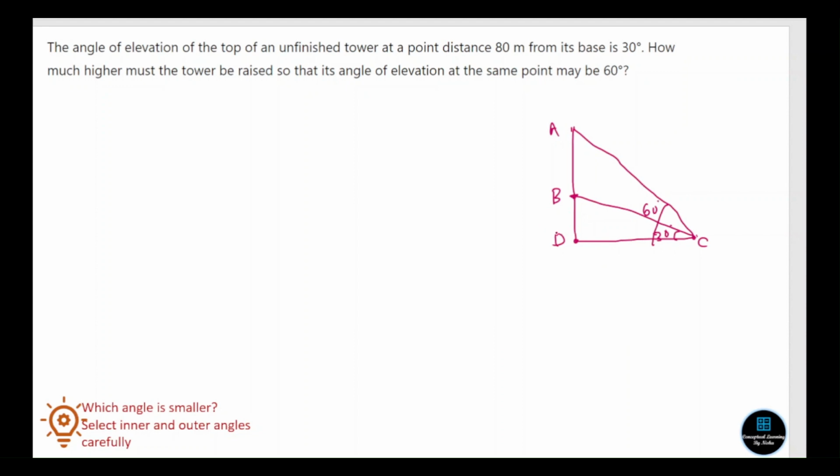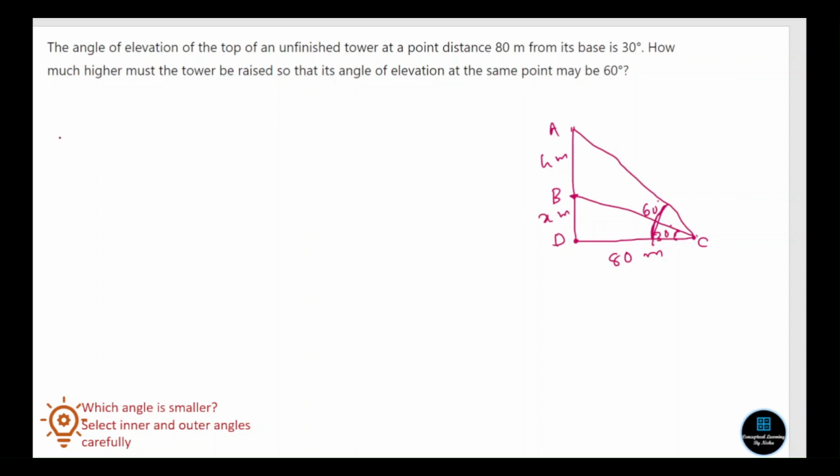Remember that always while putting this angle, you should note which is smaller and which is bigger, 30 or 60. 60 is bigger, so make sure that the bigger angle is 60 and the smaller angle is 30. A very common mistake students make is putting this vice versa, so you won't get the correct answer in that case. Now, the distance is given. This is 80 meter. Let's say initially the height is x meter, and we have to extend it by h meter.